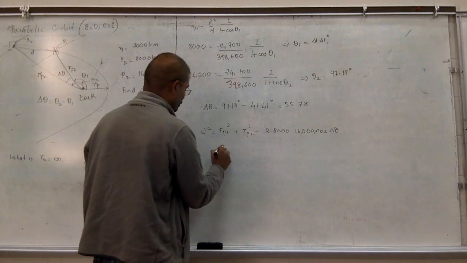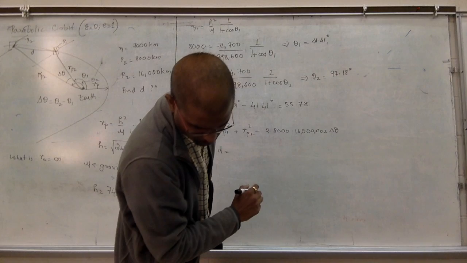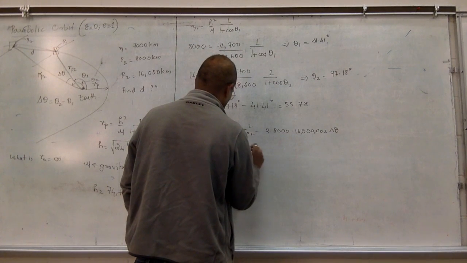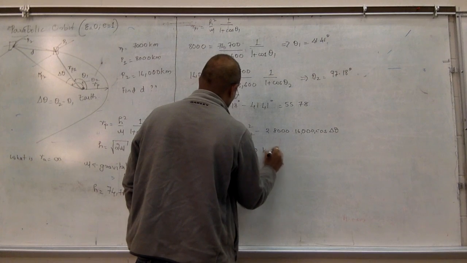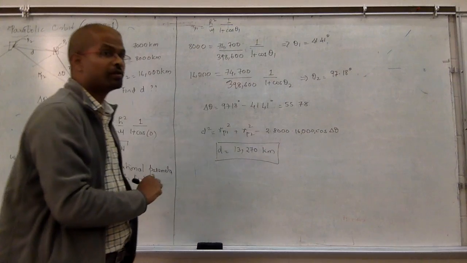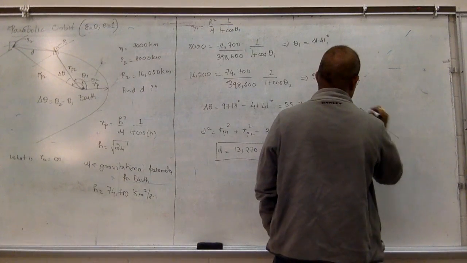From this, you get D is equal to 13 over... Where are you getting this? What is it? Okay, so this is the law of cosines.